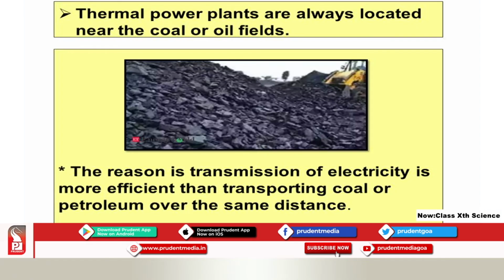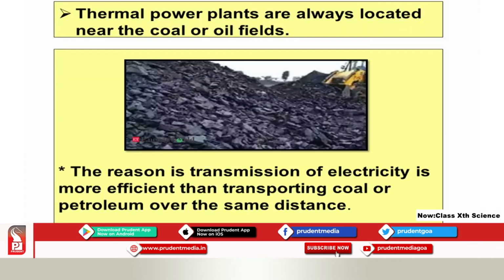So, in order to avoid any transportation difficulty or maybe some environment related problems, these thermal power plants are always situated near the coal or oil fields. Okay? So, the reason is transmission of electricity is more efficient than transporting coal or petroleum over the same distance. That is the reason why these thermal power plants are always set up near oil or coal fields.